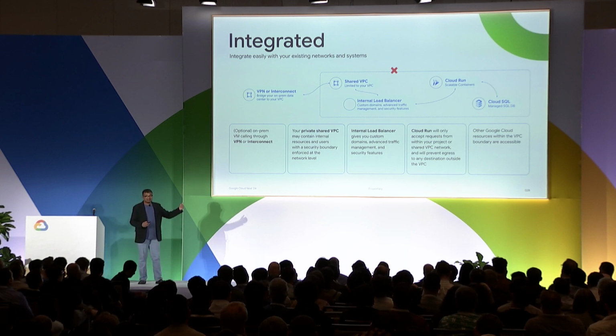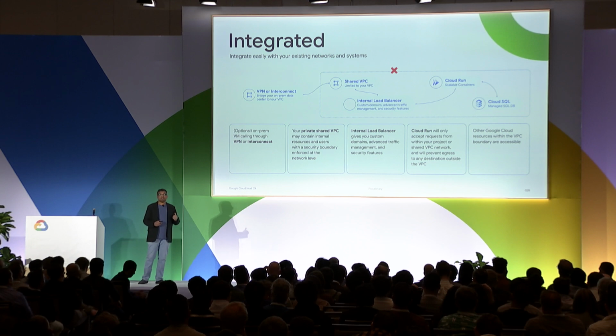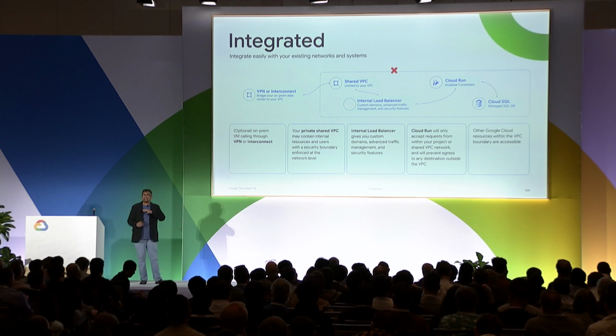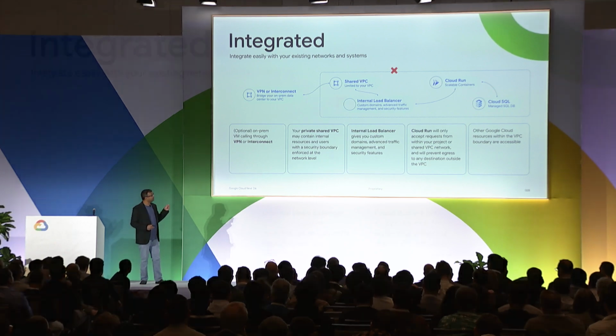And then for egress, now you have direct VPC egress. So you can talk to your Cloud SQL instances. You can talk to anything else on the VPC. It is transparent. It is fast. It works really well.